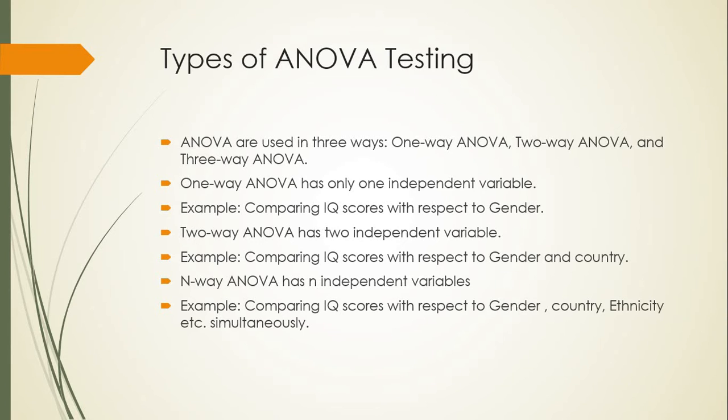Two-way ANOVA has two independent variables. For example, comparing the IQ scores with respect to gender and country. And n-way ANOVA has n independent variables. For example, comparing the IQ scores with respect to gender, country, ethnicity, etc. simultaneously. This is n-way ANOVA.